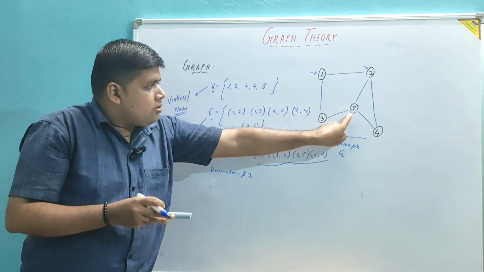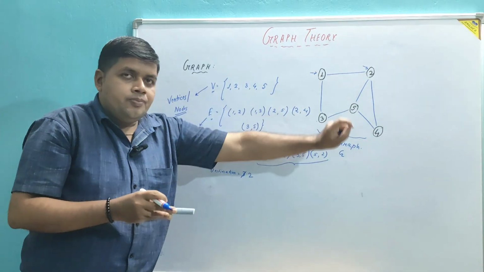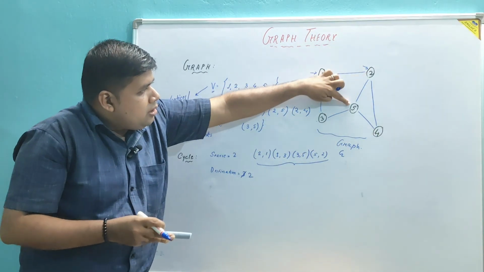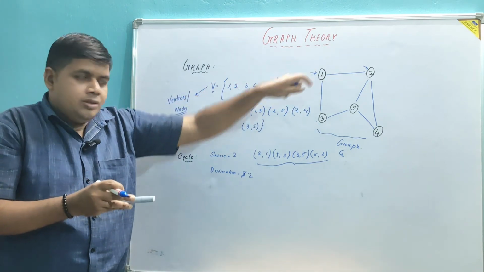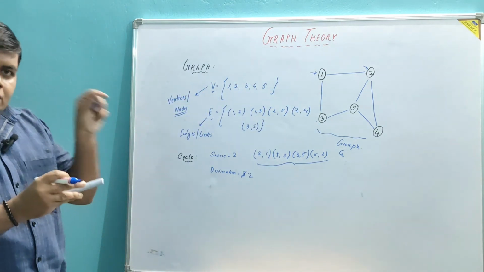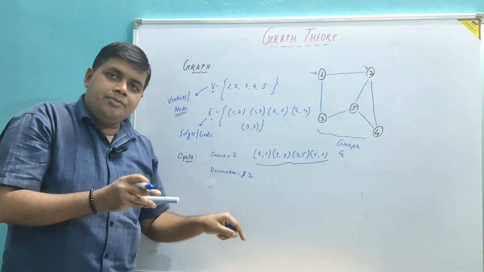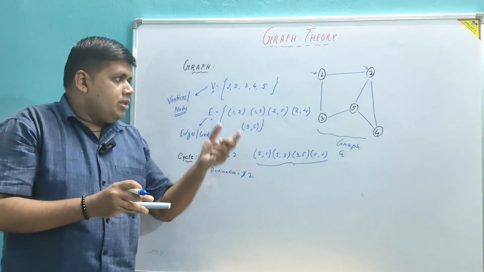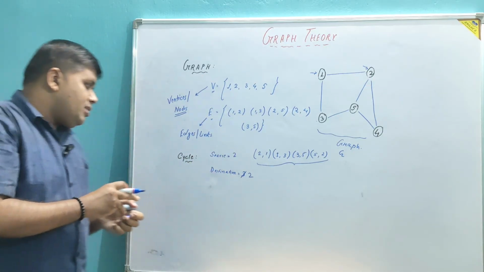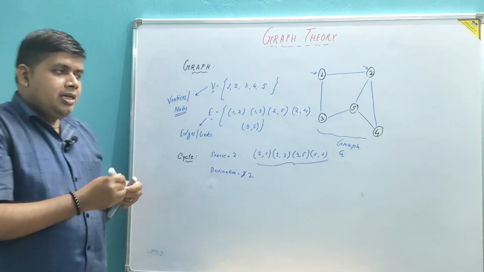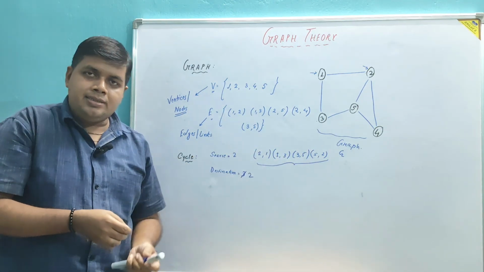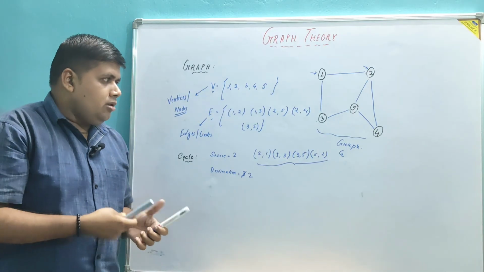Similarly, there is another cycle also, 2, 5, 4, 2. If one starts from 2, he can travel and again move to 2. So that is called a cycle. Those paths in which the start vertex and the end vertex are the same are called a cycle. So a cycle is nothing but a path having the starting and ending vertex the same.